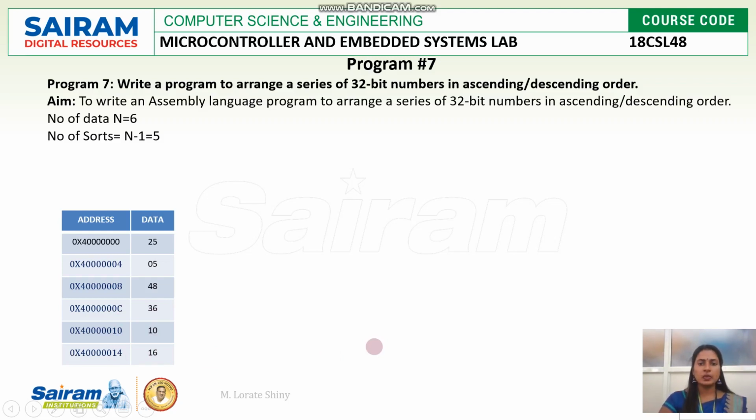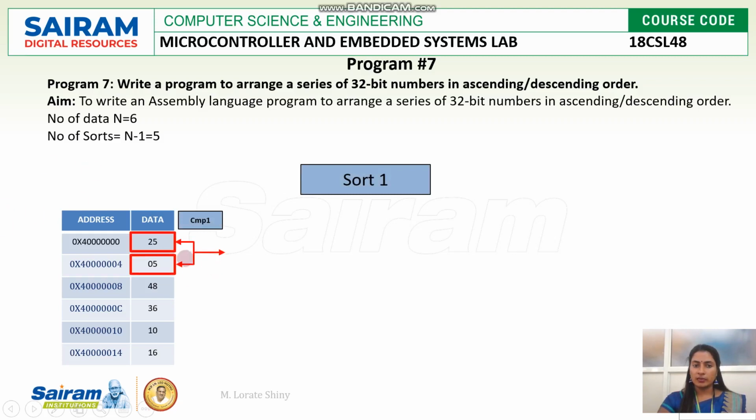Okay, so how am I going to sort this array? If the number of data is 6, the number of sorts will be 5. We have to perform 5 sorts. Okay, so first sort. In the first sort, first I will compare the first two data. I am going to arrange the array in ascending order.